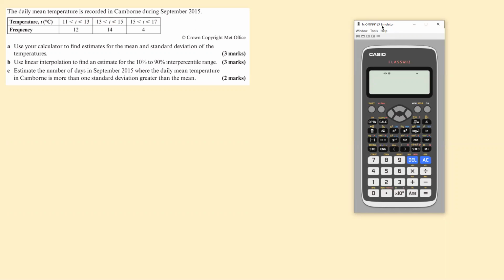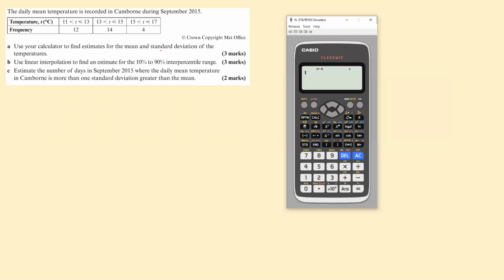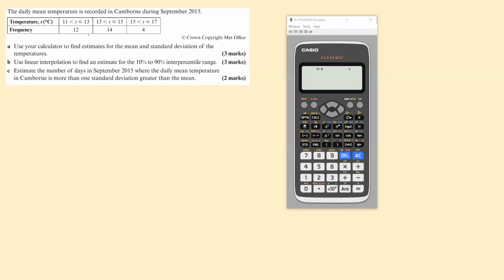Part A is to use the calculator to find estimates for the mean and standard deviation of the temperature. So for this, we've got bounds. It's grouped frequency. So what we want to do is find a midpoint first of all. The midpoint between 11 and 13, add them together and then divide by 2. So in this case, it's actually 12. This one's 14, and this one is 16. So these just being the same is coincidental.